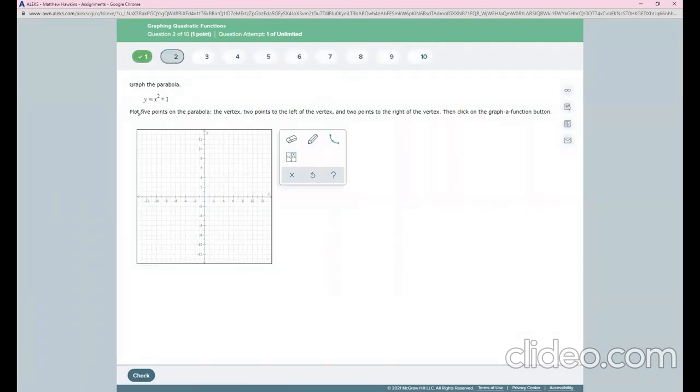All right, so we have another one here. Plot 5 points. We need the vertex. So we make a table. It says graph, so I'm making a table. What number do we start on? We always look for the x section.